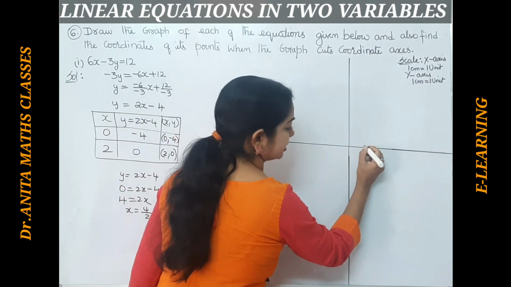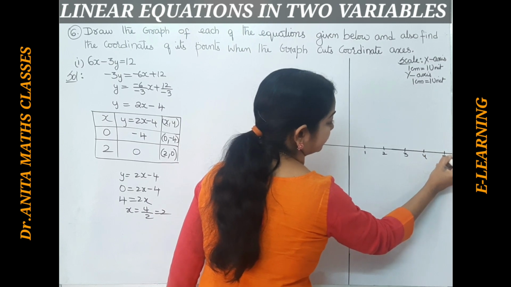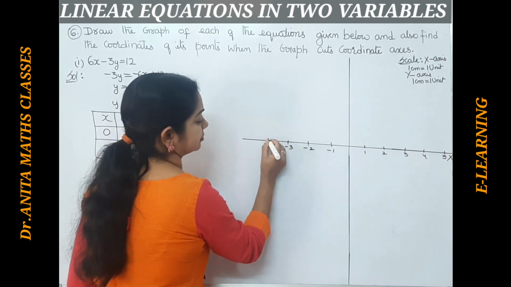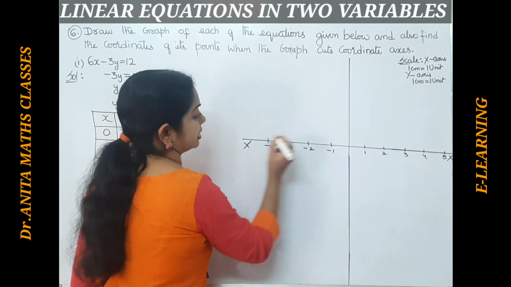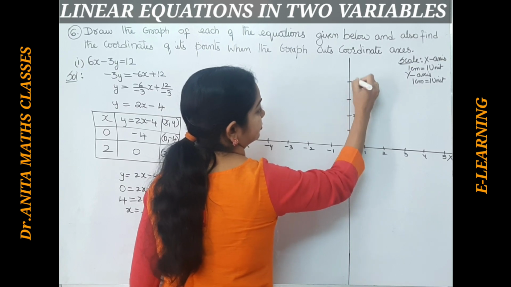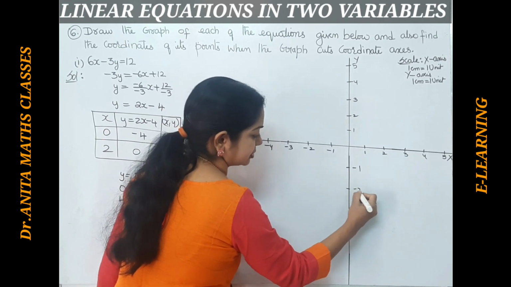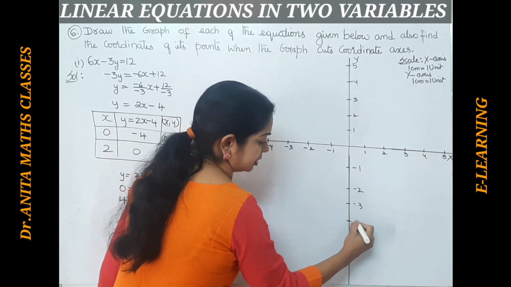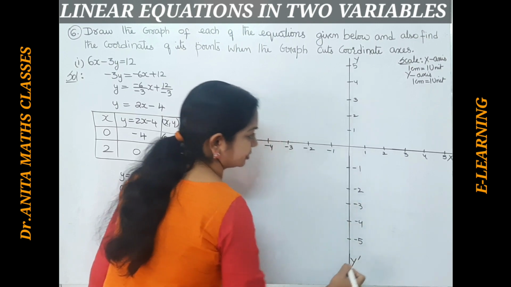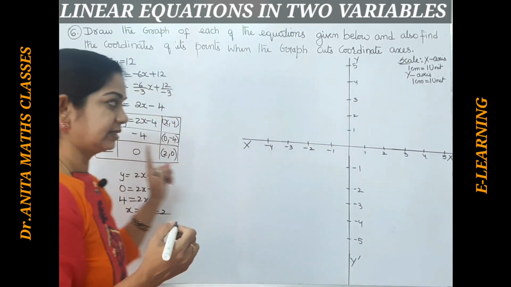Now on the x-axis, let me plot 1, 2, 3, 4, 5. So this is x, minus 1, minus 2, minus 3, minus 4. So this is x dash, 1, 2. So this is y, minus 1, minus 2, minus 3, minus 4, minus 5. Like this is y dash. Now do write the scale. For the previous problem also, please include that scale.